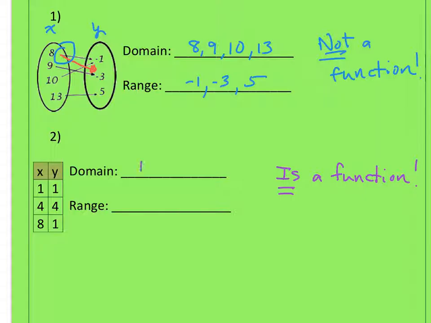And the domain would be 1, 4, and 8. And the range would be the y values, 1 and 4. We're not going to repeat this second 1 here. So we're just going to put 1 and 4.